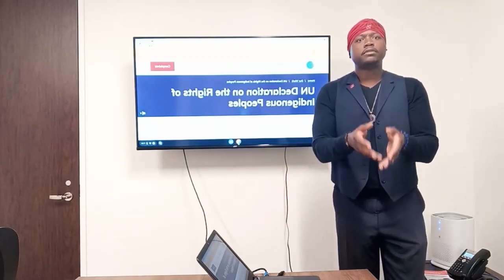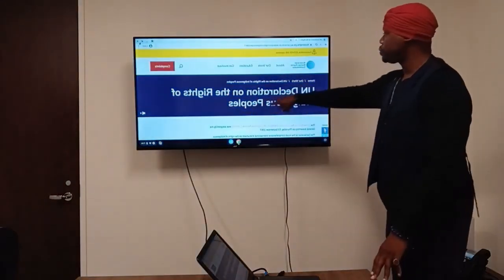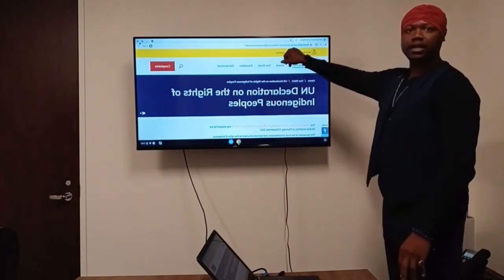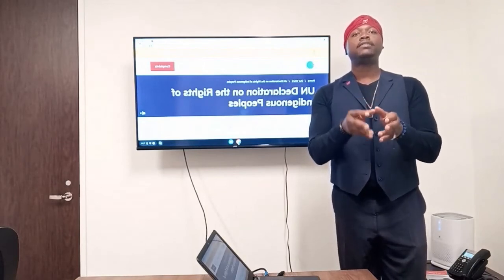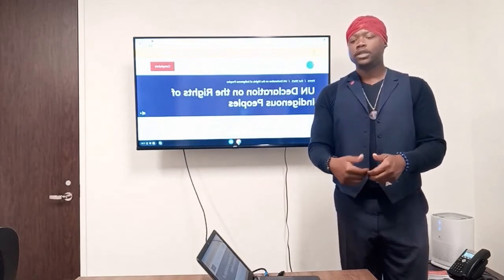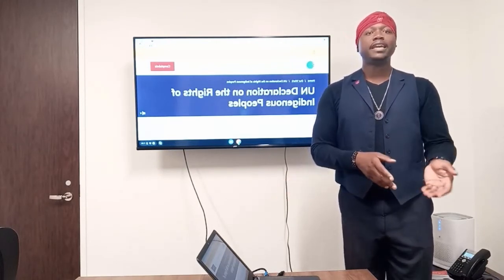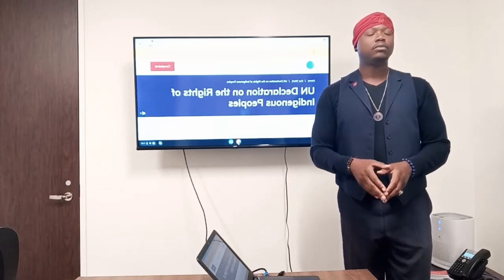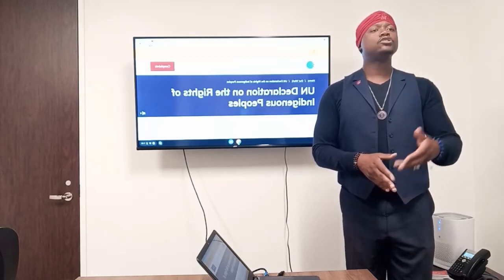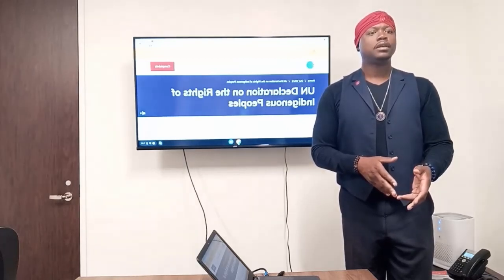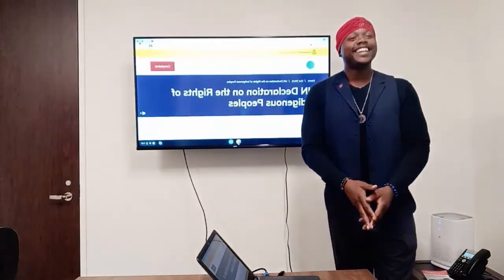The reference point to find the United Nations Declaration on the Rights of Indigenous Peoples, you can go to humanrights.gov.au. It will bring up the United Nations Declaration on the Rights of Indigenous Peoples. You can PDF it, save it in your file, but the most important thing is to read it and understand what you're reading. And when you think you've understood it, go back and what? Read it again.